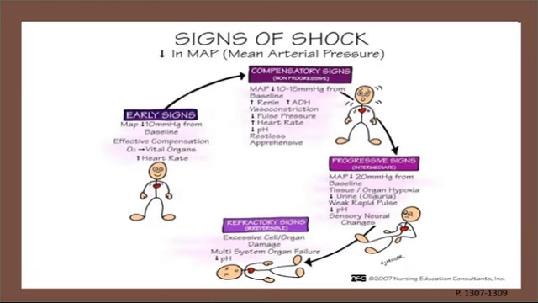Okay, this was just a good little picture I found on mean arterial pressure and shock. It just did a good job breaking up the early compensatory, progressive signs, and refractory. So in the early stage, your mean arterial pressure drops slightly, maybe about less than 10.